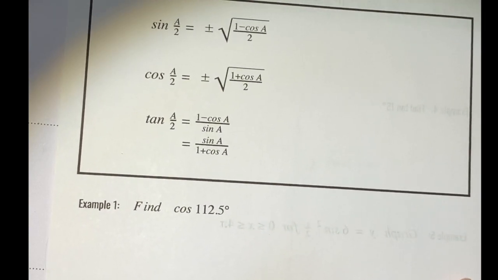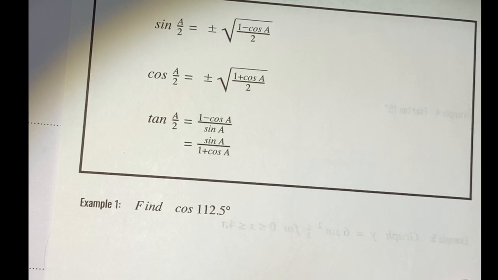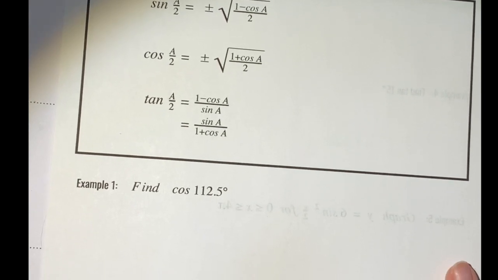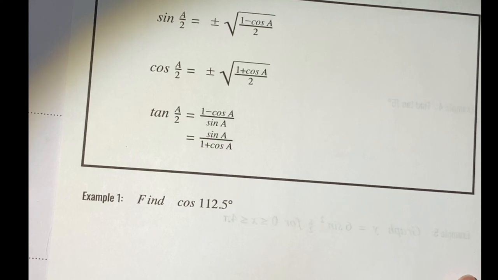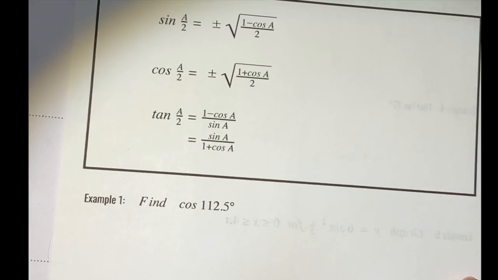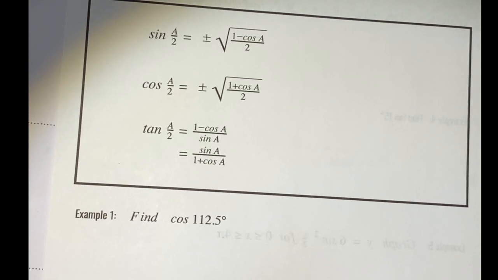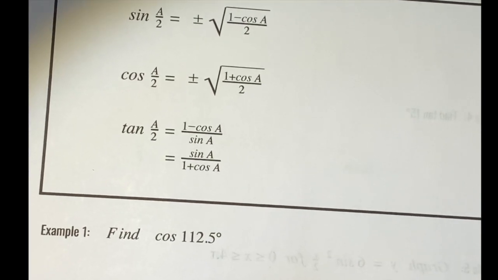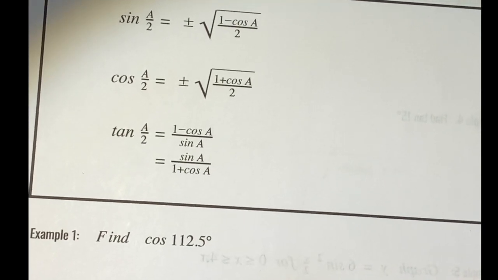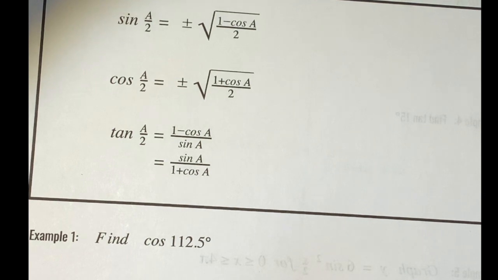So chapter 5.4 is on half angle formulas. We had 5.2, which was on angle sums and differences. We've had 5.3, which was the double angle formulas, and now 5.4 is our half angle formulas. All right, so look at the box, if you've got the box there.